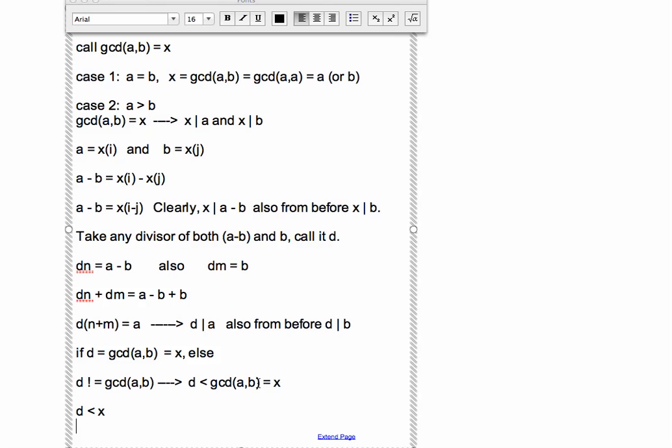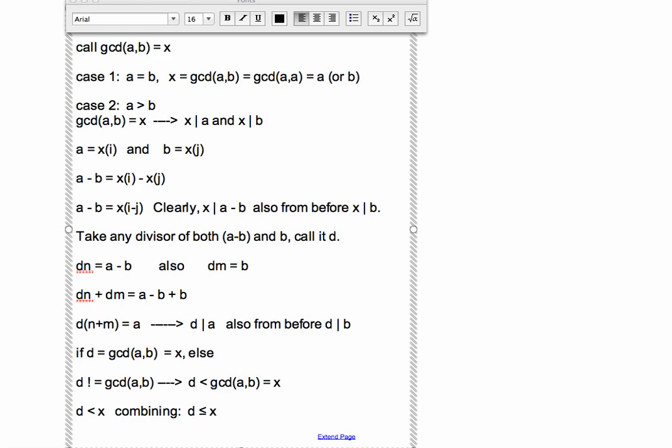Okay, now, all right, let me make sure I get this right. Okay, we can combine those. Let's combine those into one statement, combining with D is less than or equal to X. Okay, great. Let me just think for a second. So we have D is less than or equal to X.